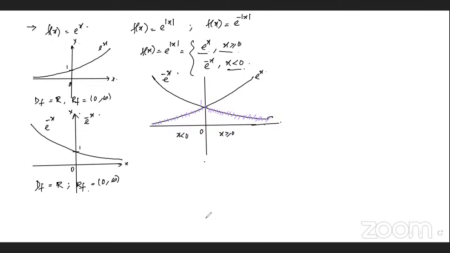And accordingly, similarly, we have the third one. f(x) is equal to e to the power minus mod x. You know what is that equal to? देखिए, for x greater than or equal to 0, ये तो mod x क्या होगा? x. So it is e to the power minus x. And for x less than 0, mod x क्या होगा? Minus x, minus minus plus, e to the power x. अब आप देख लीजिए इसको हम कैसे प्लॉट करेंगे.